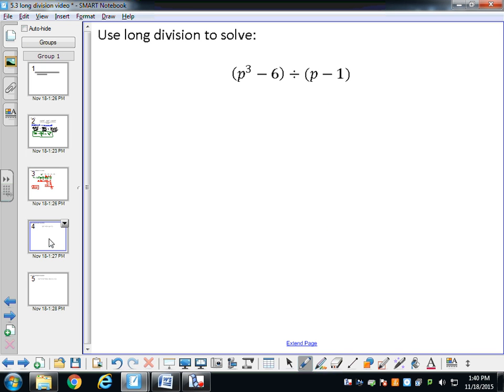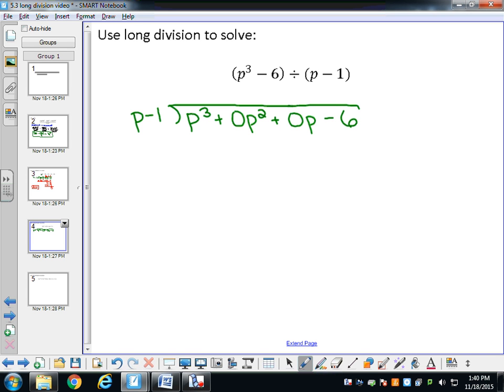Example 3. P to the third minus 6 divided by p minus 1. When I set it up, I'm starting with p cubed, so that means I need 0p squared. I also need 0p and then minus 6. You need to include the square term and your constant term. Now, p has to get multiplied by what to get rid of p cubed? Well, I would need a p squared. So multiply p squared throughout.